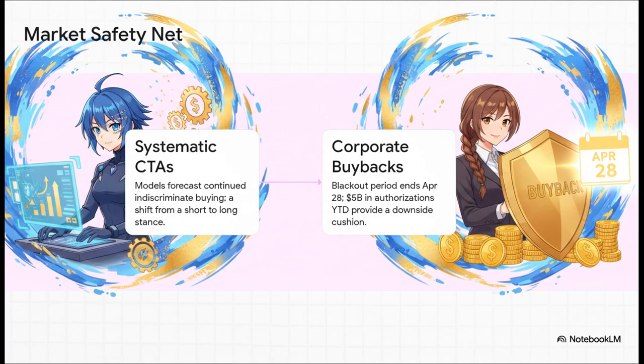These are the big trend-following funds, the commodity trading advisors. Their models are actually forecasting that they'll keep on buying, even if the market just trades sideways or has a small dip. It's a big shift, too. Year to date, they've gone from being massively short to significantly long. And the second force? Corporate buybacks are coming back online. The pre-earnings blackout period ends on April 28th, and authorizations have already hit $5 billion so far this year.